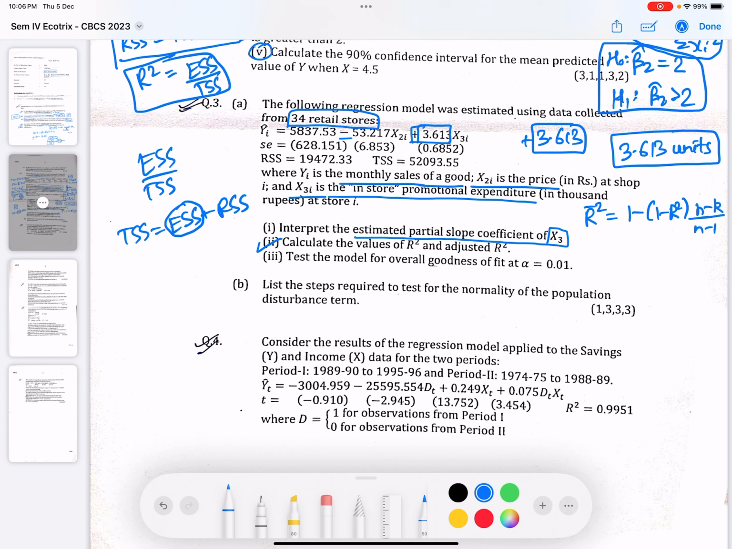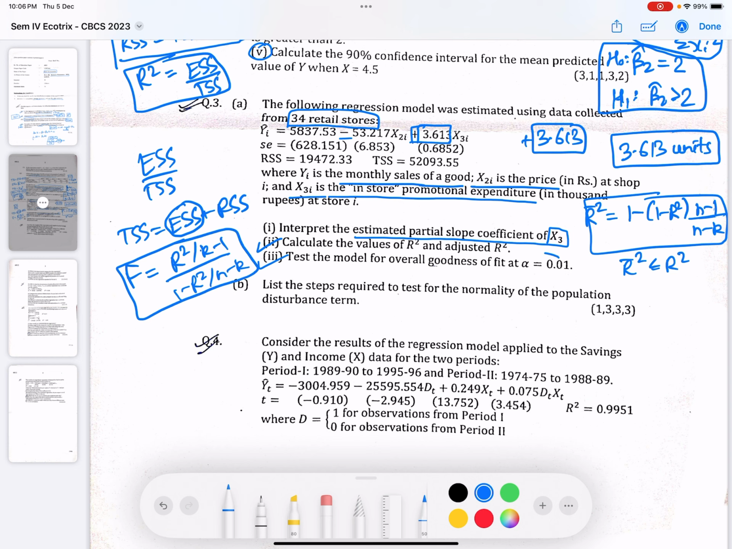The formula is n minus 1 upon n minus k, and adjusted r bar square is always less than or equal to r square. Okay, and if we are talking about the overall goodness of the fit, we need to use the F test. Similarly, you will find the value of this and you can check it at alpha equals 0.01.